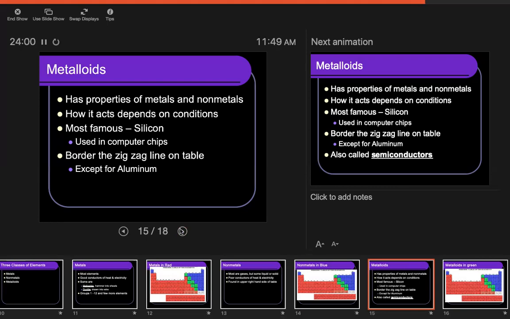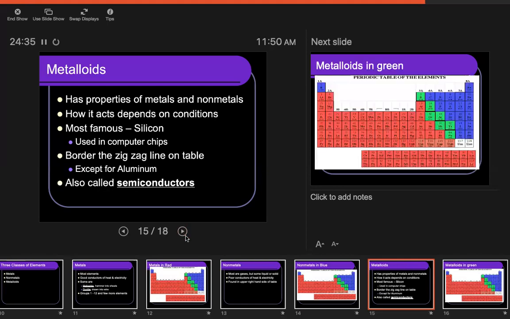These will border our zigzag line on the periodic table. If you start a zigzag between boron and carbon, and you draw a little zigzag line and you just make a little stair step, the things that touch that line are going to be considered metalloids, except for aluminum. Although aluminum does touch the line, it is not considered a metalloid. It always behaves as a metal. It is not a metalloid. So that is an exception. Metalloids are often called semiconductors as well.